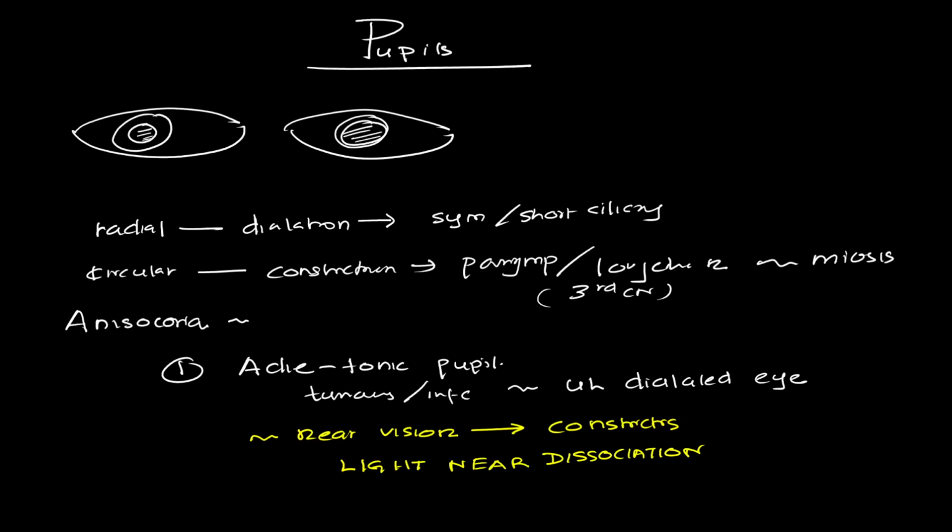The other close problem that is similar to this, which again has light-near dissociation but usually happens in a bilateral manner, is the Argyll-Robertson pupil. What disease causes Argyll-Robertson? Adie's is unilateral, whereas Argyll-Robertson is bilateral. Both cause problems in the parasympathetics, which cause miosis.